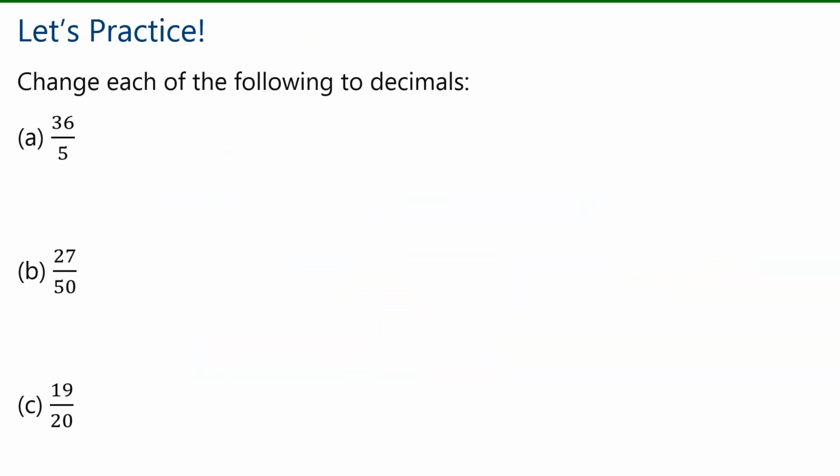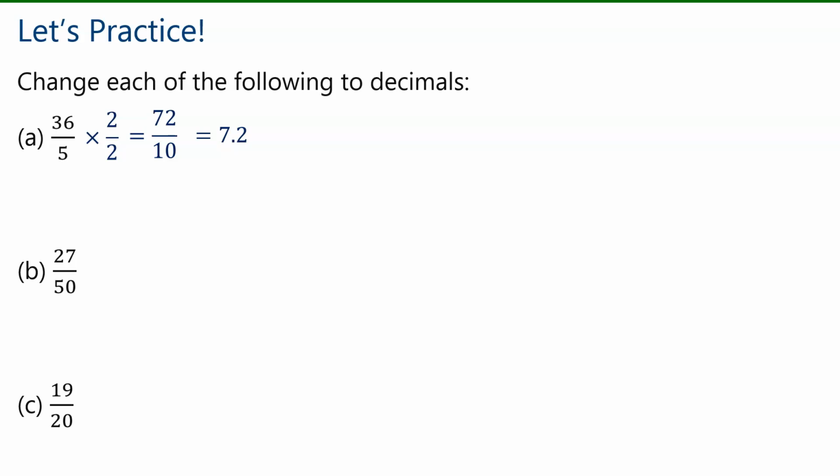So now let's practice that. Let's practice creating equivalent fractions and then actually changing the fraction to a decimal. So I have 36 over 5. So I can change that to a denominator of 10 by multiplying by 2. So multiplying numerator and denominator by 2, I get 72 over 10, which is written like this, 7.2, which we say as 7 and 2/10.